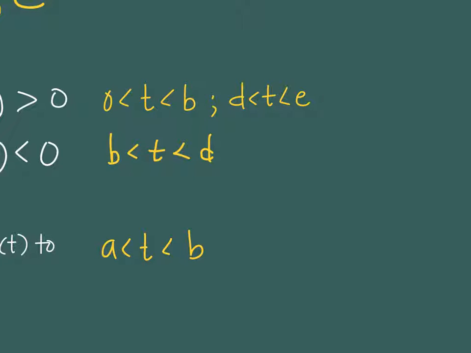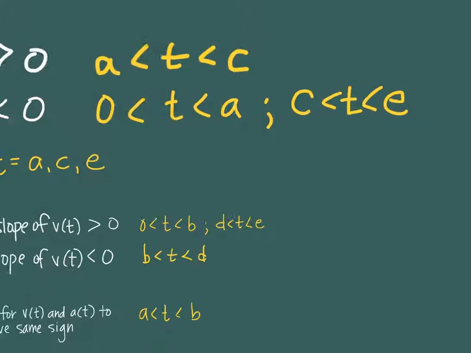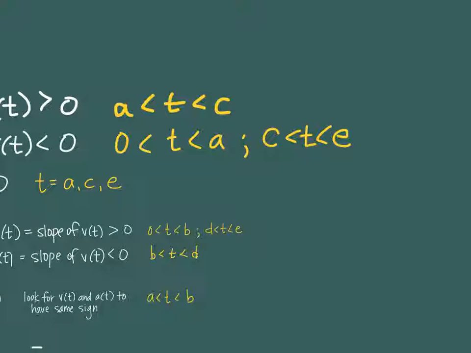Now I need to look for when they are both negative. When is the value of the velocity negative? And then also, we know that the value of the acceleration is negative between B and D. So within the interval of B and D, where I have negative acceleration, where within that interval would I also have negative velocity? Between C and D, right?